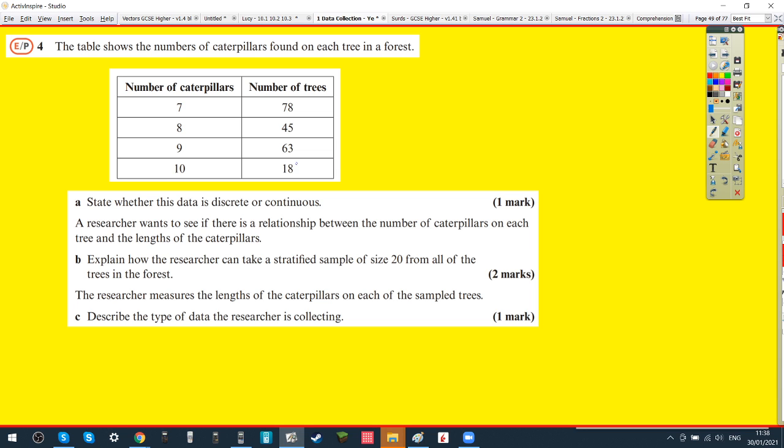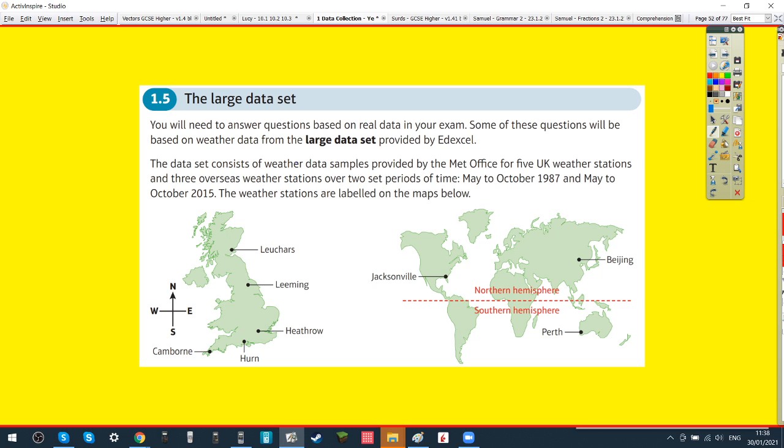Researcher. Stratified sample. Okay. That's fine, I think. And then you have the large data set.